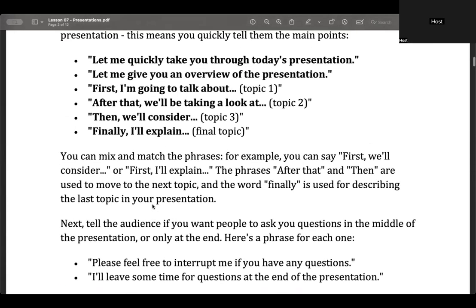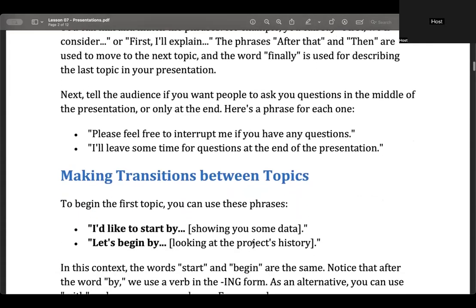Finish it till here. Next, tell the audience if you want people to ask you a question in the middle of the presentation or only at the end. Here is a phrase for each one. Please feel free to interrupt me if you have any question. I'll leave some time for questions at the end of the presentation. Okay, good.